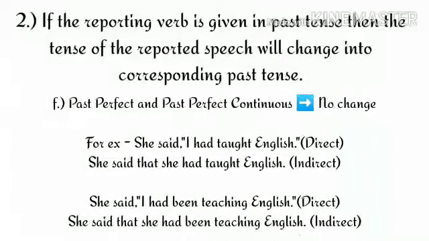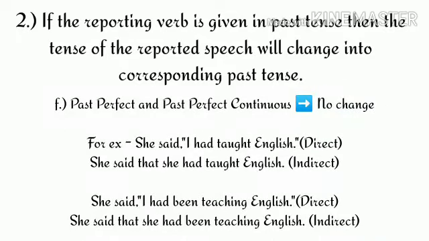Children, remember, if the reported speech is in past perfect tense and past perfect continuous, it remains unchanged in indirect speech. For example, she said, I had taught English. You can see the reported speech is in past perfect tense, I had taught English, and so this in indirect speech will remain unchanged. So the indirect speech will be, she said that she had taught English. You can see the tenses are the same.